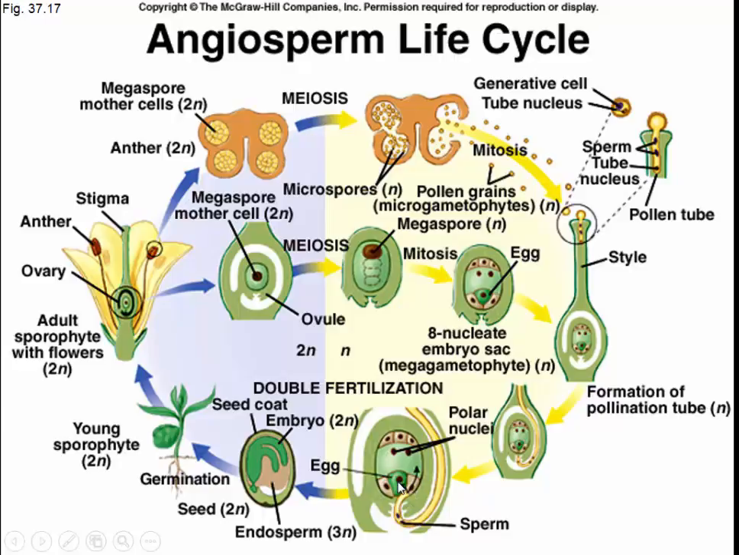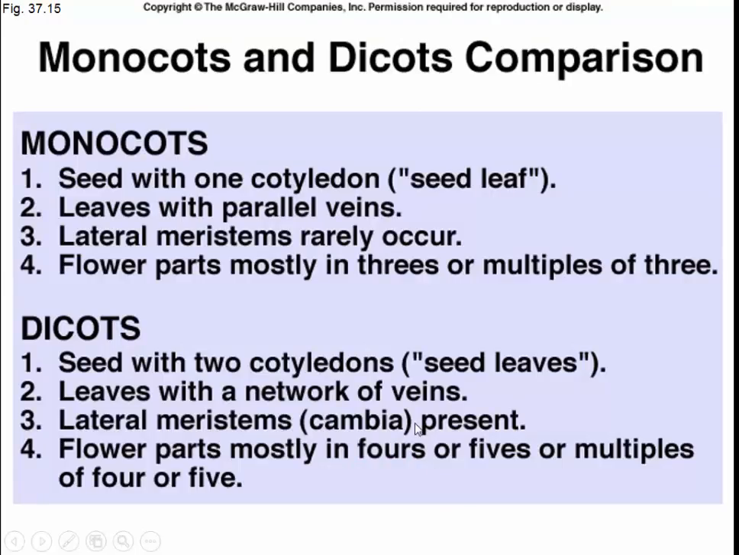Each will fuse with one or the other, producing a diploid 2N embryo and a triploid or more primary endosperm nucleus. The egg will develop into a zygote and a young embryonic plant. The endosperm that is produced from the primary endosperm nucleus will then provide nutritive tissue which will be consumed by the developing embryo. Monocots and dicots, we compare them.